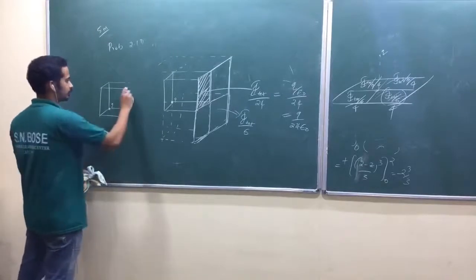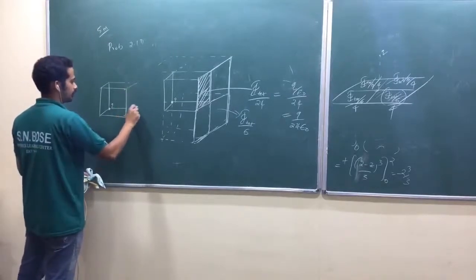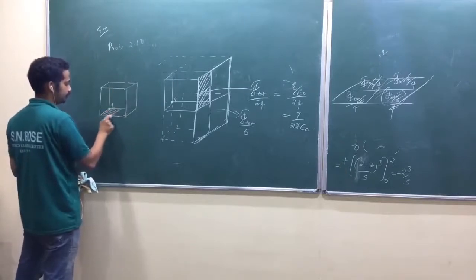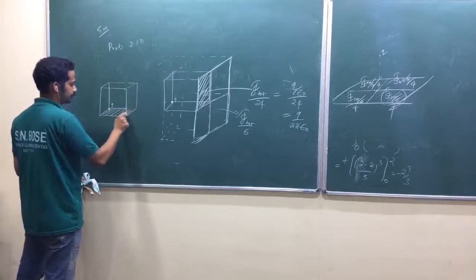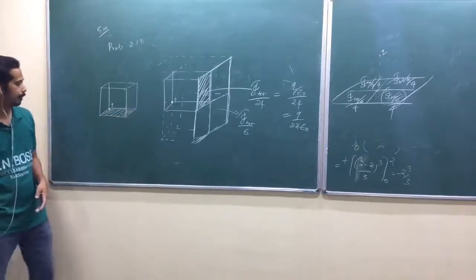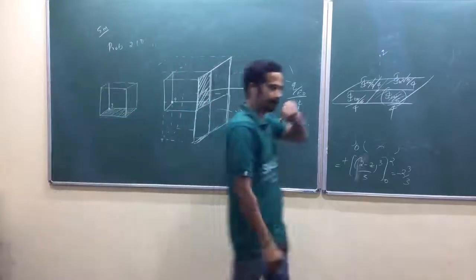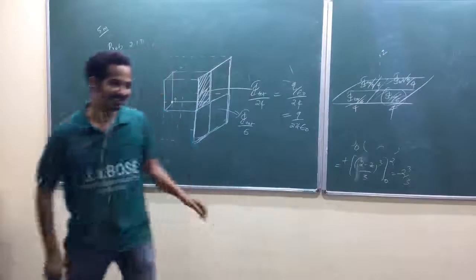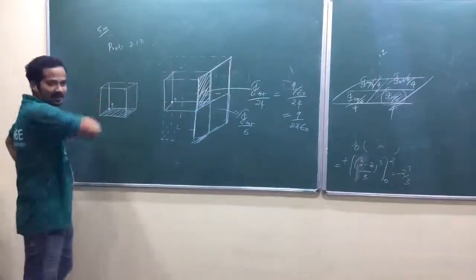Let me ask one more question here. What is the flux through this surface? What is the flux through this surface? Why? Cos 90. Yeah.